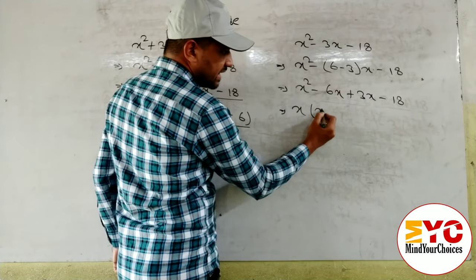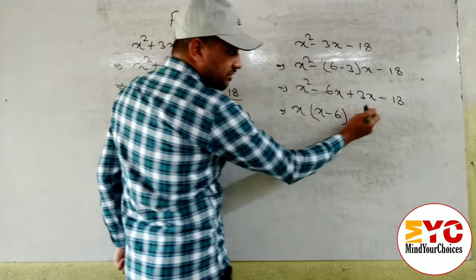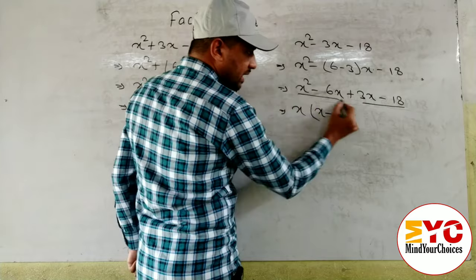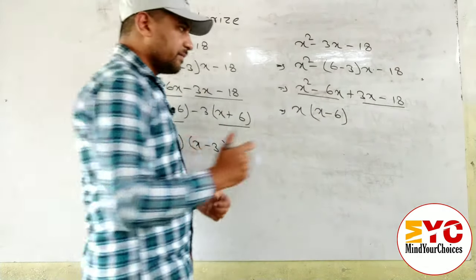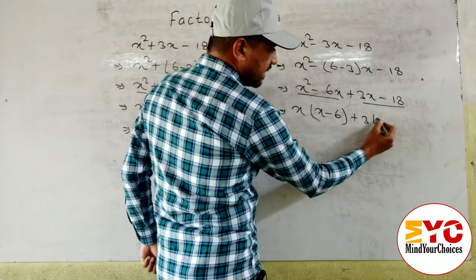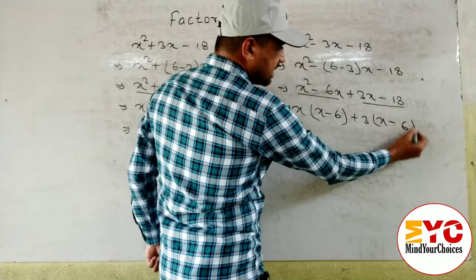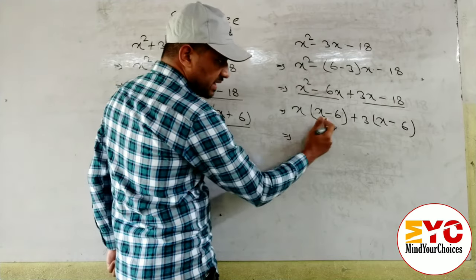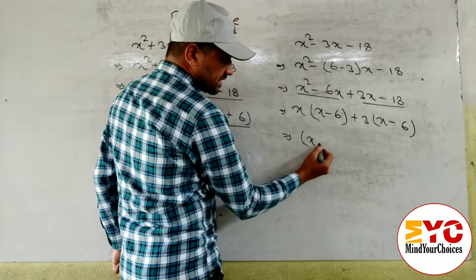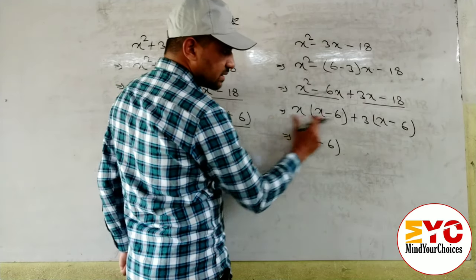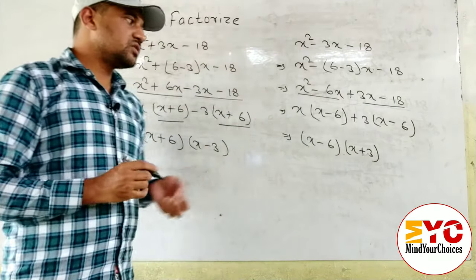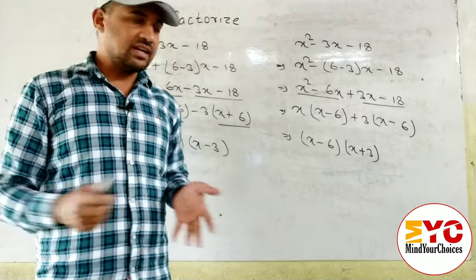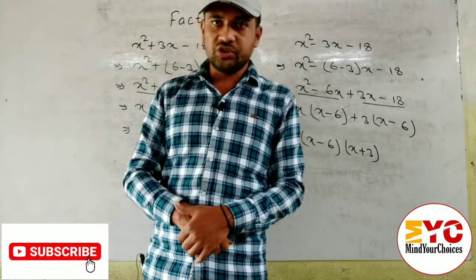What is the common from here? Common is x, remaining x minus 6. Now from the last two terms, from 3 and 18, 3 sixes are 18, plus 3 common, remaining x minus 6. x minus 6, x minus 6, so x minus 6 common, remaining here is x plus 3. So x plus 3. Hope you enjoyed this video and understand how to factorize the questions.